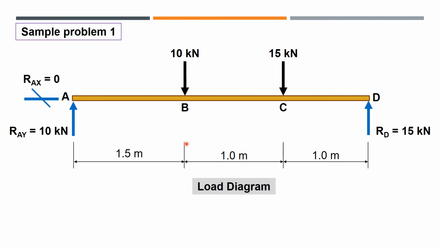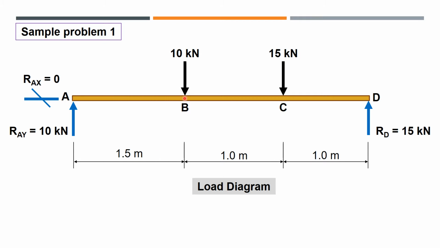To determine how many segments we have here, let's look at the so-called change of load points. For example, from A to B, from B to C, from C to D. At point A, you have a reaction. But if you look, going to B, there is no load here. When you get to B, there is a concentrated load. So there is a change of load point. Meaning, you have one segment from A to B.